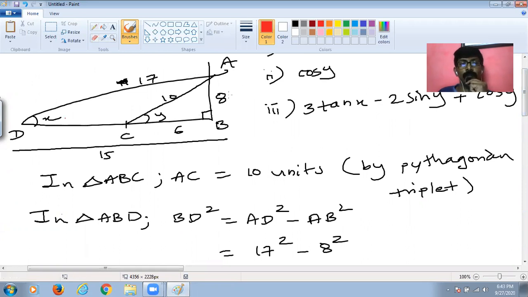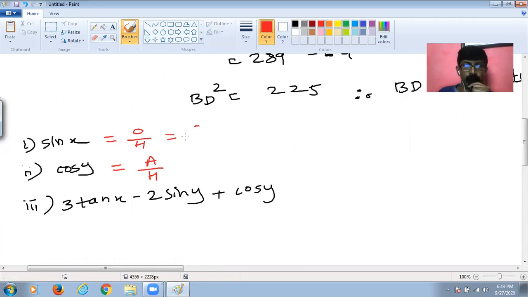So now opposite would be 8 and hypotenuse would be 17. So 8 upon 17. Isn't it very simple? So we're going to just write it down simply: 8 upon 17. Now cos y.